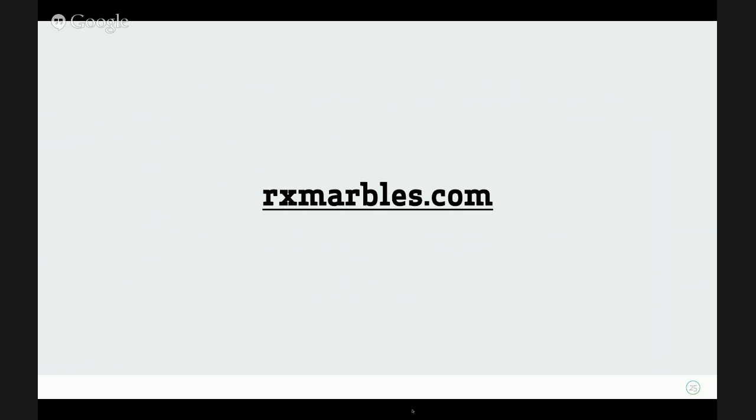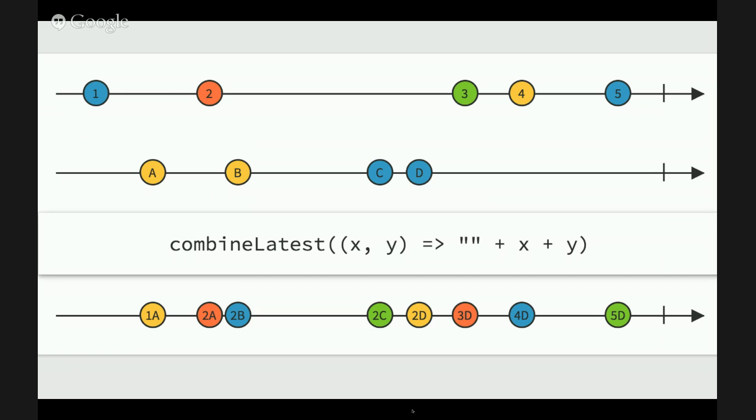Probably one of my favorite sites that I've found recently is this site called RX Marbles. If you get overwhelmed with how all these streams come together and how the operators work, they basically just lay it out for you. So here's an example of an operator in observables called combine latest. I have two observables, X and Y. As they get events coming through, I have this function which says, add the two values together. And so the bottom line gives you the result from the two observables. So you can visually see what these observables are doing.